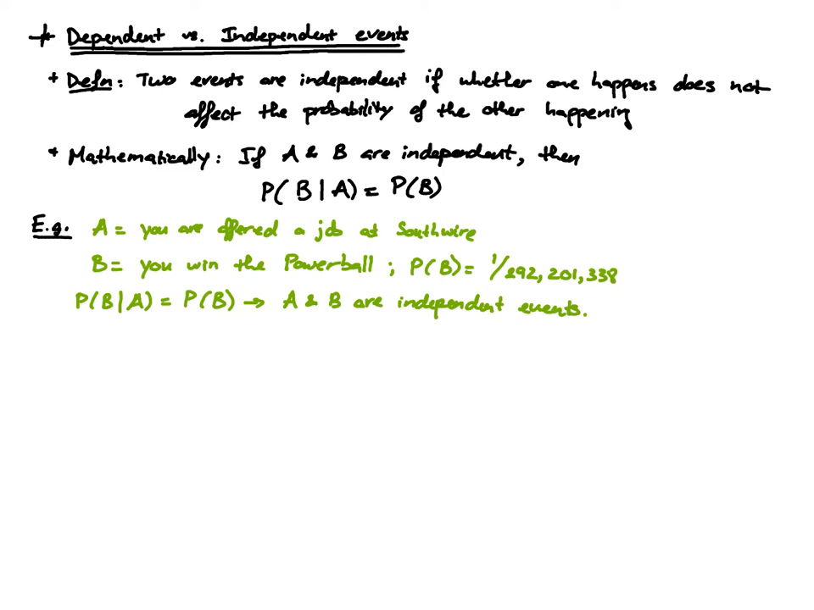Now, this tells us that if two events are dependent, right, then the probability of B given A is not the same as P(B). So whether A happens or not has an effect on B happening.